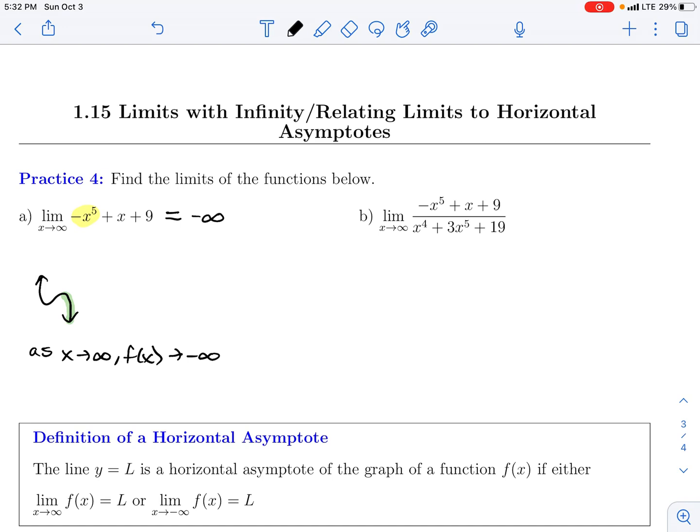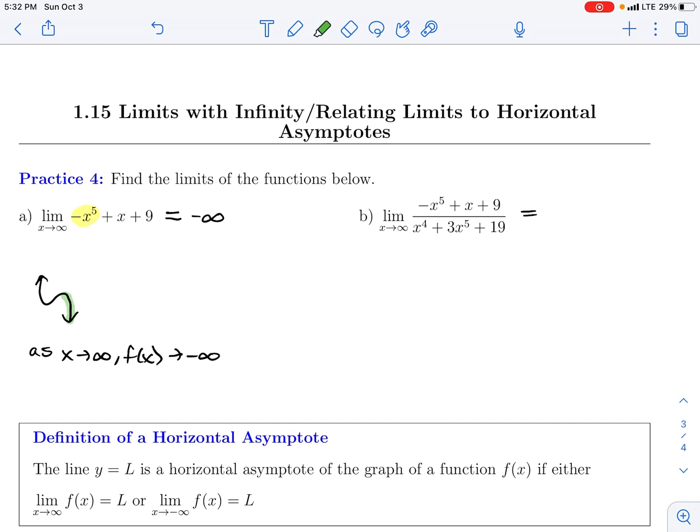Okay. Now looking at part B here, I want to figure out what this limit is. We can see that this is a rational function, and so like we talked about for end behavior of rational functions, we just need to find the horizontal asymptote line, and then we knew where it was going. If we found that horizontal asymptote, then we knew as x approaches infinity, the function is approaching where the horizontal asymptote is. And then same thing as x approaches negative infinity.